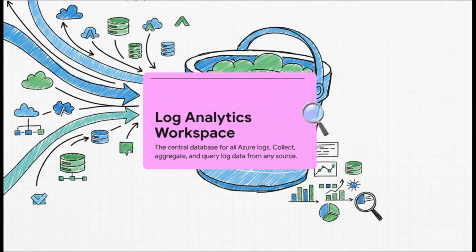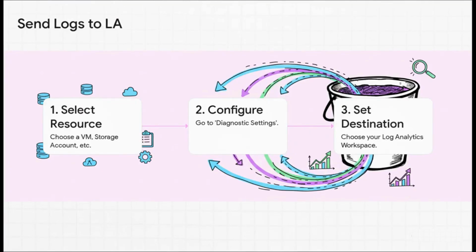It's incredibly powerful stuff. So how do you actually hook up a resource to this central bucket? Well, it's pretty straightforward. You use something called diagnostic settings. For almost any resource in Azure, you just go into its settings, click on Diagnostic Settings, and create a new rule to send its logs and metrics over to your Log Analytics workspace. It's the standard, easy way to pipe all that valuable data into one central place for analysis.